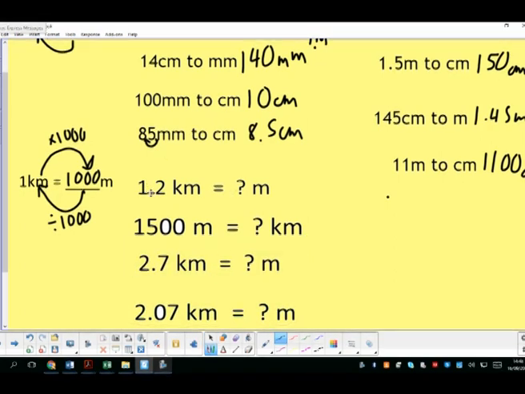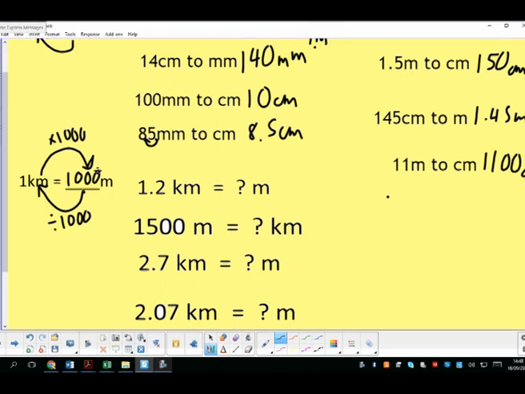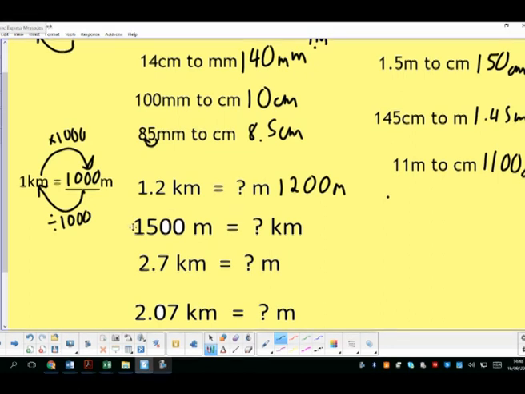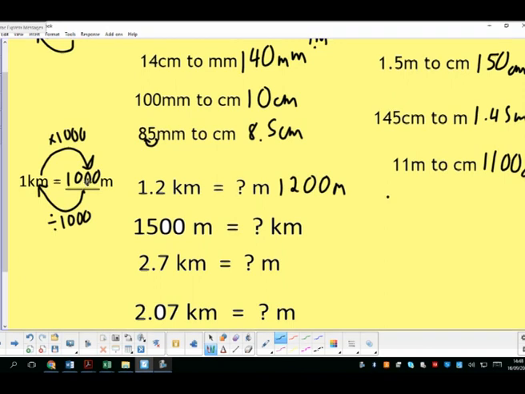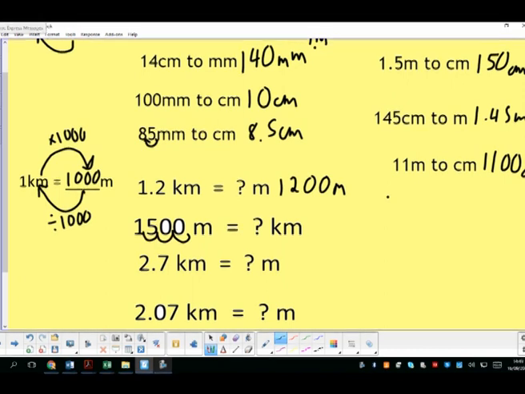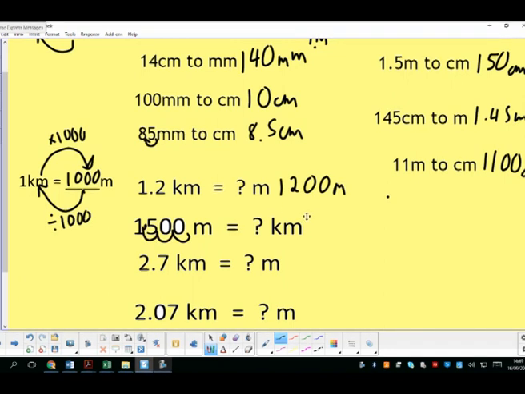So 1.2 kilometers to meters, so again kilometers to meters, we multiply by 1,000, gives 1,200 meters. 1,500 meters to kilometers, we're going back the other way. So we've got the meters, we need to get to kilometers, so we divide by 1,000. Decimal point there, 1, 2, 3. Decimal point goes there, so we're at 1.5. Kilometers to meters again, so going back this way again, we're multiplying by 1,000, 2,700.